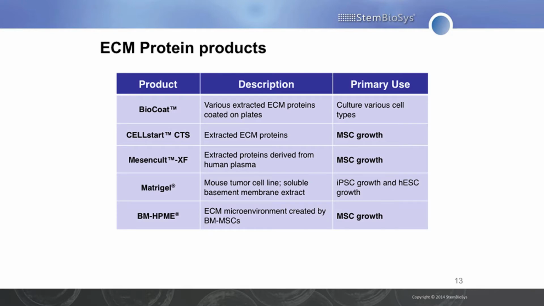These are some examples of the other extracellular matrix protein products that are available for cell culture applications. BioCoat, which provides several different types of substrates, generally with one extracellular matrix protein, which has been pre-coated onto these slides to culture cells. Cell Start and Mesencult were products developed specifically for mesenchymal stem cell growth. And then, of course, Matrigel, which is derived from a mouse tumor cell line. These are all soluble extracellular matrix proteins. So the protein has been extracted and purified so that they can pull out certain one-off extracellular matrix proteins. As compared to our bone marrow high-performance microenvironment, which we mentioned, there's well over 100 different proteins. We think, obviously, this is a much different substrate and much more natural than the others that are currently available.